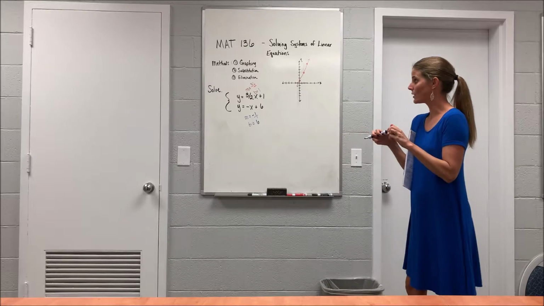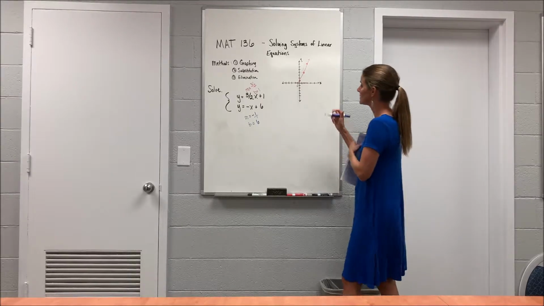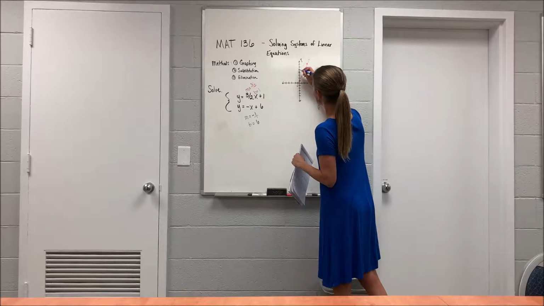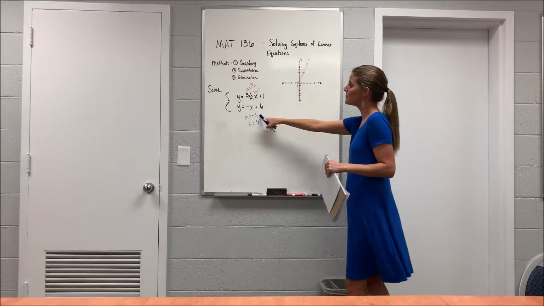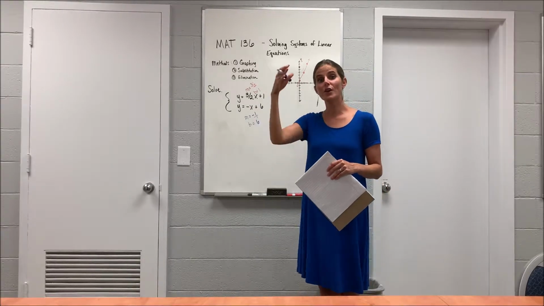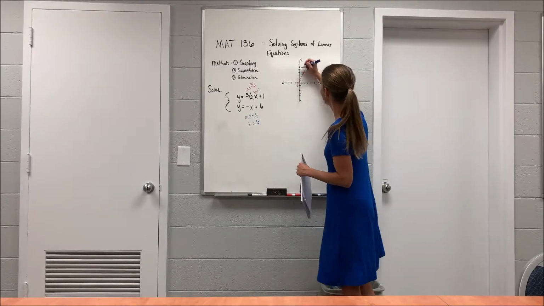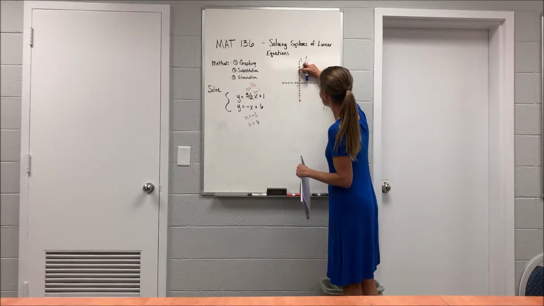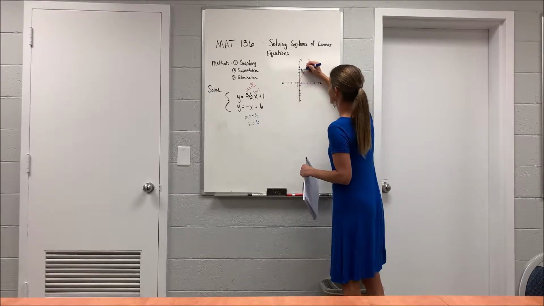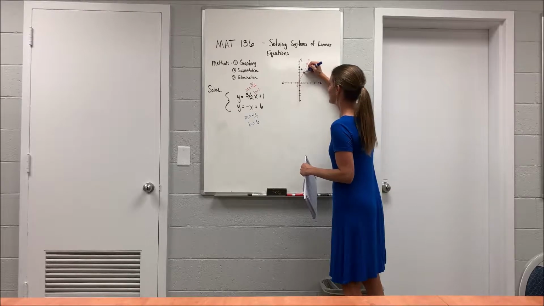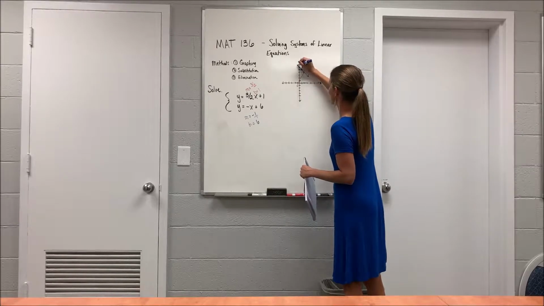This one has a y-intercept of 6, so I'm going to go up 1, 2, 3, 4, 5, 6 here. And then the slope is -1 over 1. Since it's a negative slope, I'm going to go down 1 and to the right 1. Then I'm going to do that again so I can get more points and see where these might intersect. So down 1, over 1, and it falls right on top of that other point.